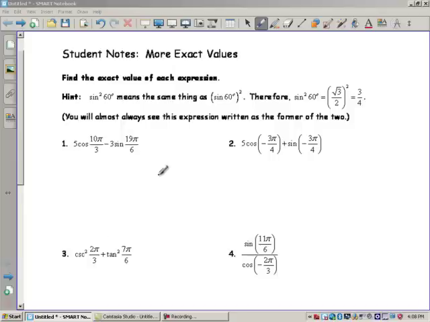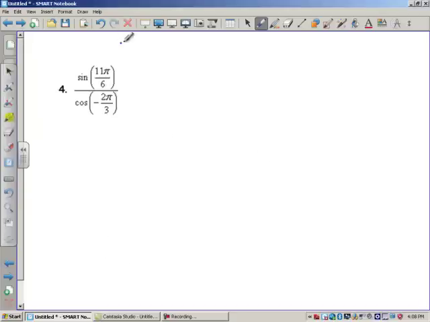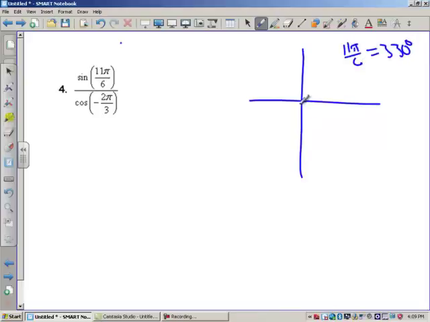Okay, so sine of 11 pi over 6 divided by the cosine of negative 2 pi over 3. Let's go draw our angles. 11 pi over 6 works out to be 330 degrees with your conversion. That's over here in quadrant 4.